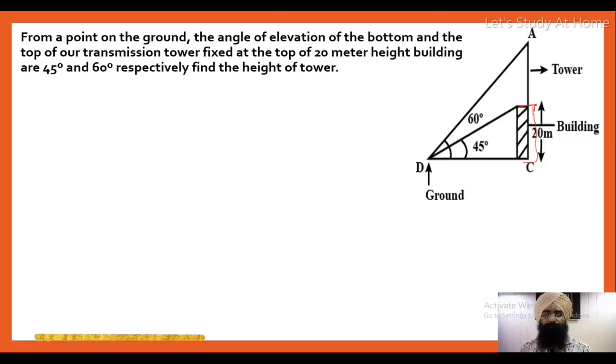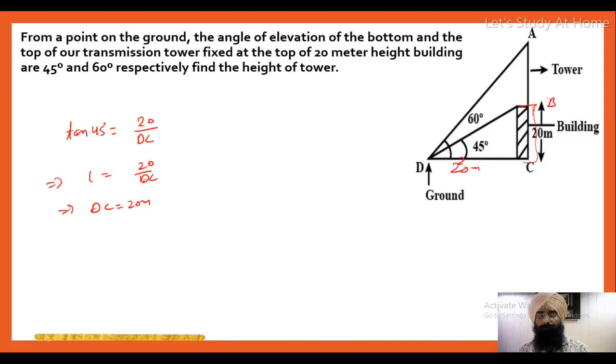Now again tan. Firstly DC is base, and BC is perpendicular for tan 45 degree. Tan 45 degree, that is your favorite because tan 45 is equal to 1. Perpendicular is 20 upon DC. This implies 1 is equal to 20 upon DC. This implies DC is equal to 20 meter, means DC we have found, that is 20 meter. Now we have to find the value of AC.